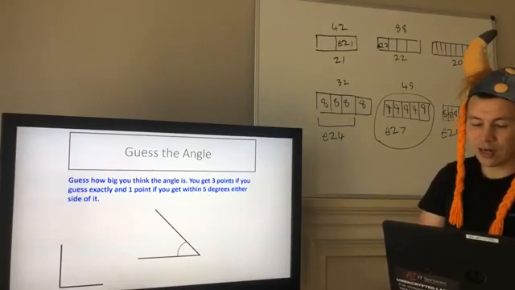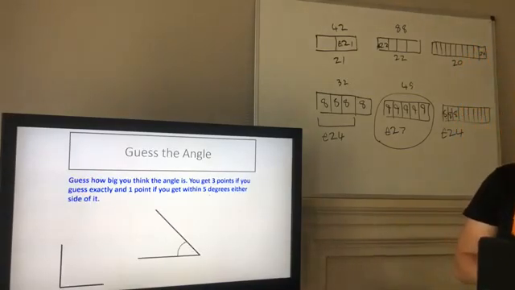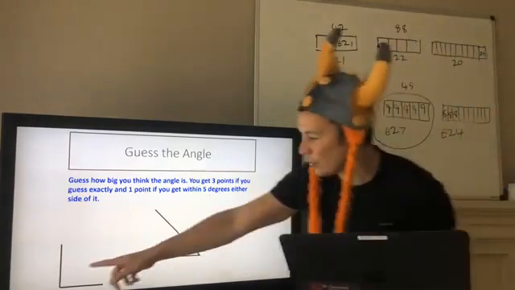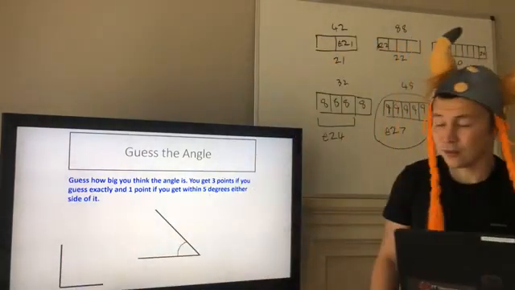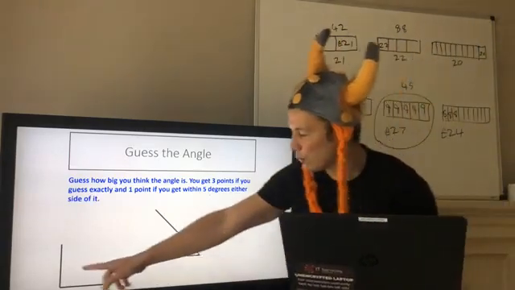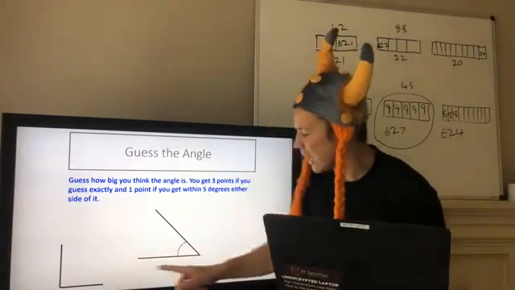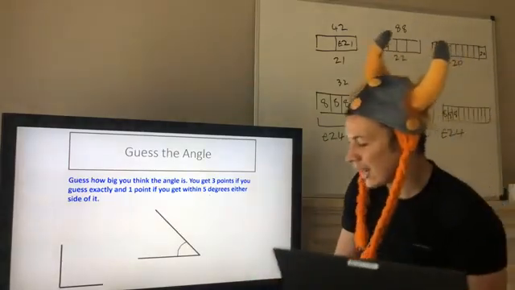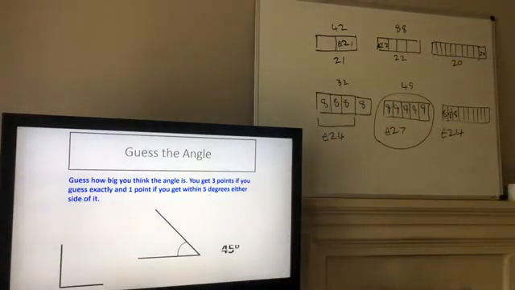Okay, so what are our guesses for that one? We've got 45 degrees, we've got 100 degrees. Remember, this one is 90 degrees. Is this bigger or smaller than the angle? Think about if the pea's there, which pea's going to get squashed first? Okay, and the answer for this one is 45 degrees.